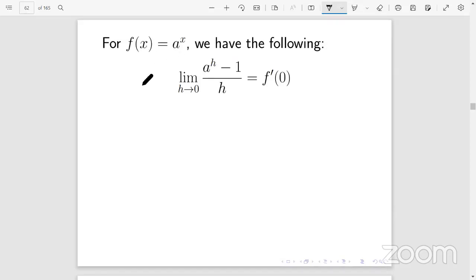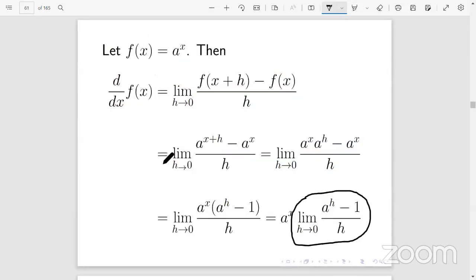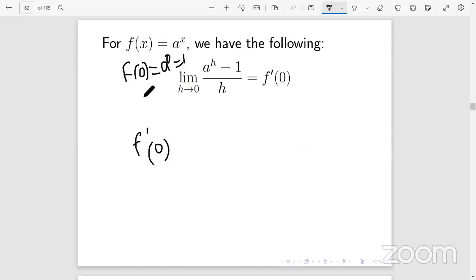So basically, if you think of f of 0, it means that this will be a to the power 0, which is equal to 1. Now, remember that f prime at x is the limit of f of x plus h minus f of x over h. So if we differentiate at 0, f prime at 0 becomes the limit.